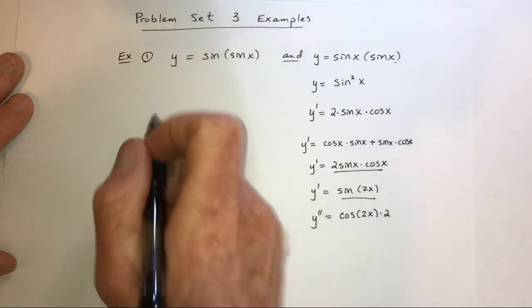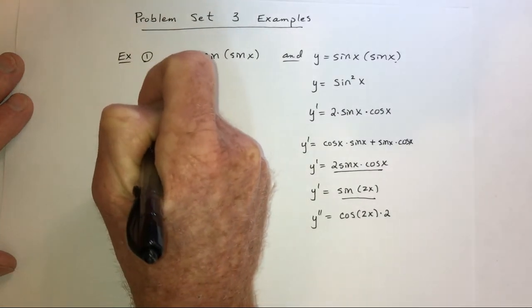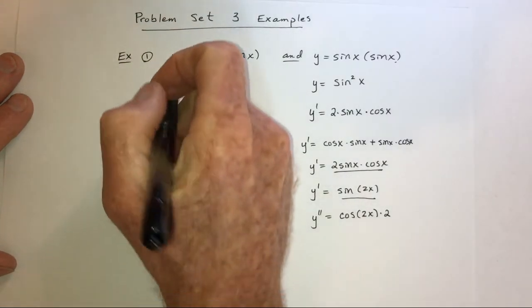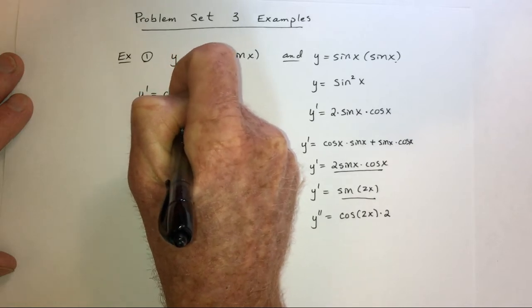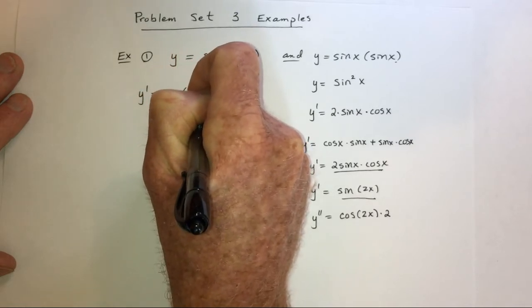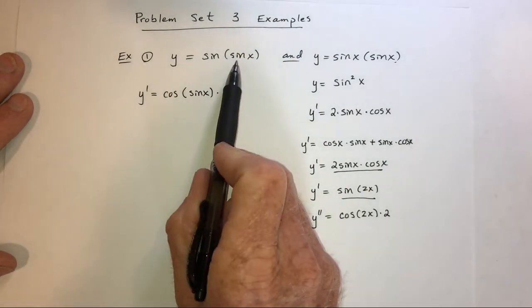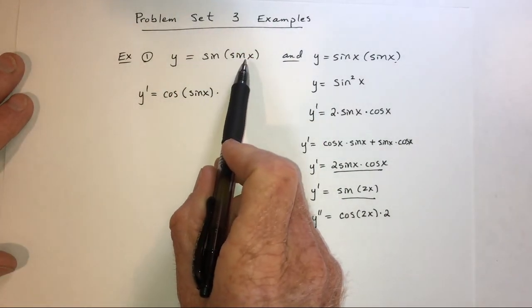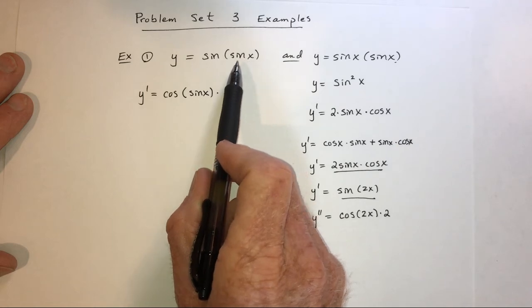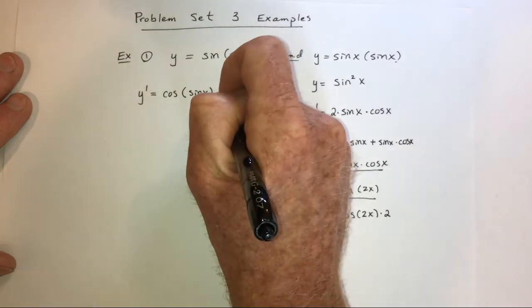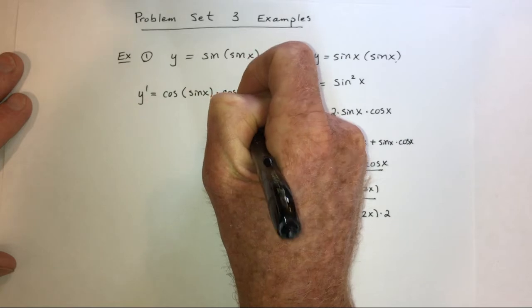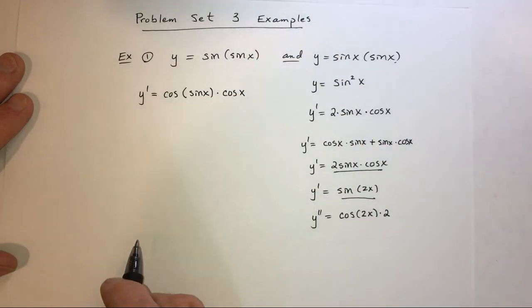Then for this one, take the derivative. The derivative of sine will be cosine. And then what's in the parentheses has to stay exactly the same. Now do the chain rule, which says, okay, sine of x right here, now it's your turn. The derivative of this sine of x is cosine of x. And with this one, we're done.